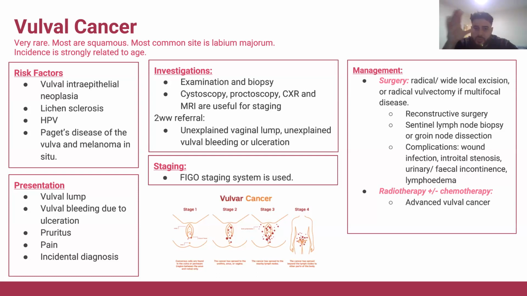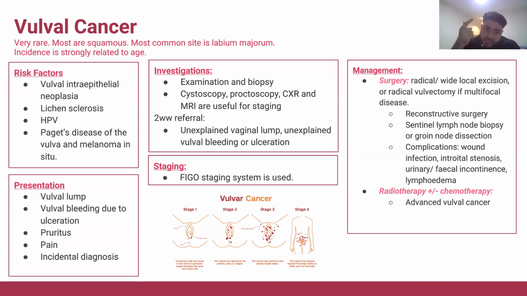And the presentation tends to be quite subtle. I don't think bleeding is the most common presentation of it, but typically the question will mention that an elderly woman has a palpable lump on their vulva, and it may be ulcerated, and it may be bleeding due to the ulceration. There may be itching as well, they may have pain, and because the presentation is more subtle, it can be an incidental diagnosis. In terms of investigation, you want to do a bimanual vaginal examination, and then you'd also want to biopsy the lesion as well.